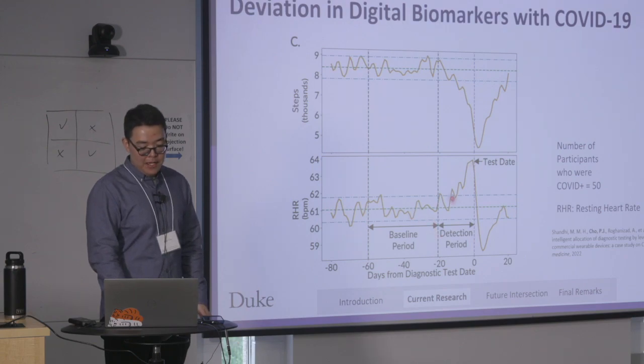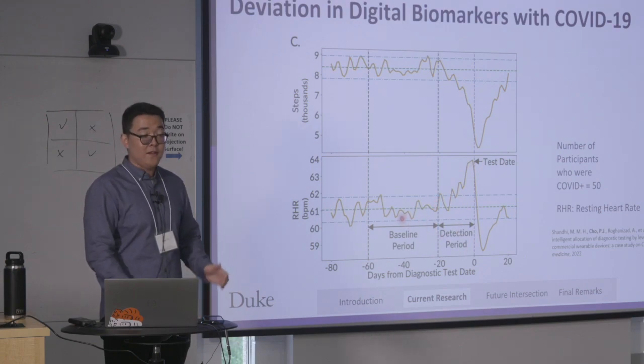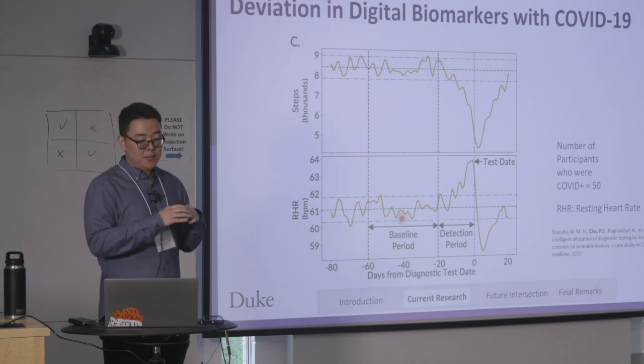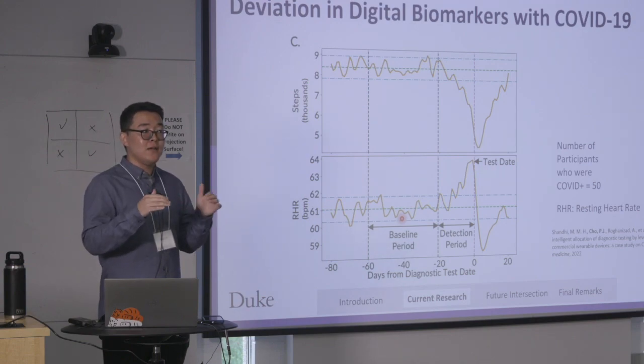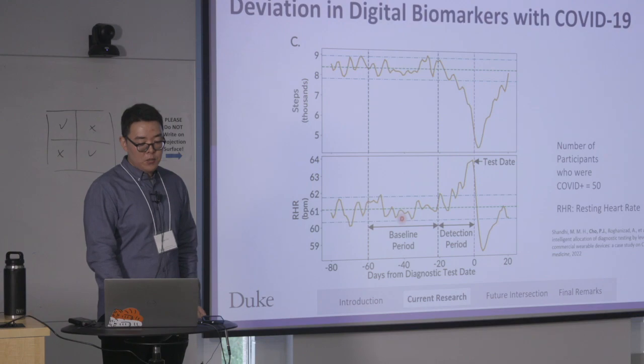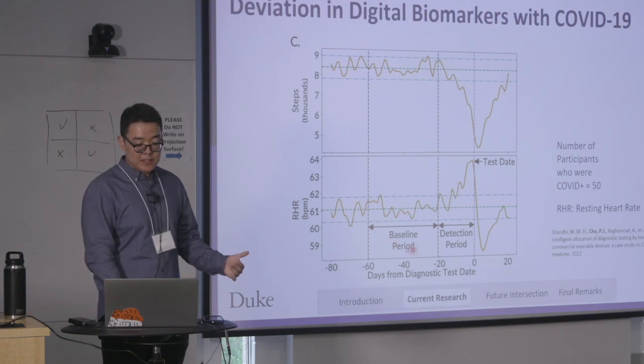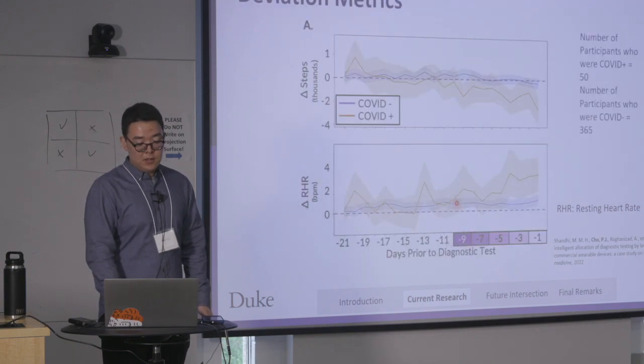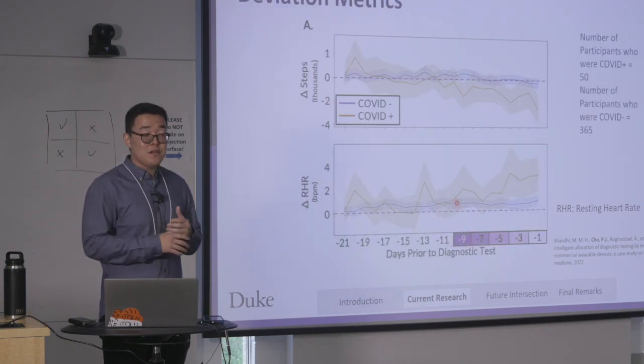And then looking back before that detection period, we have the baseline period. And so this is to establish a sort of baseline understanding of this person's physiology. And we want to see if there are any differences between this baseline period and this detection period window. And so we generated a lot of different features.